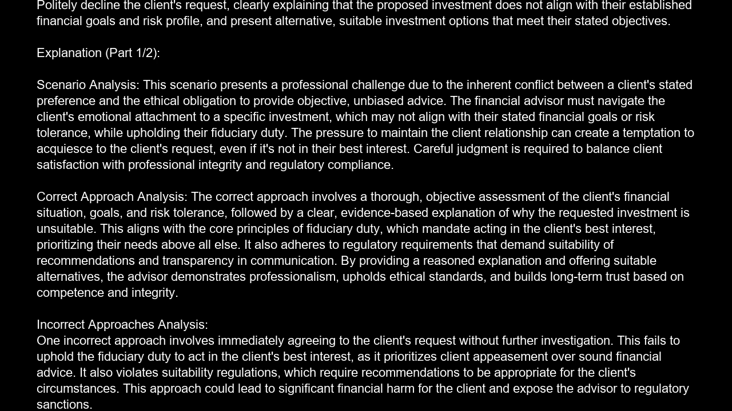Incorrect approaches analysis. One incorrect approach involves immediately agreeing to the client's request without further investigation. This fails to uphold the fiduciary duty to act in the client's best interest, as it prioritizes client appeasement over sound financial advice. It also violates suitability regulations, which require recommendations to be appropriate for the client's circumstances. This approach could lead to significant financial harm for the client and expose the advisor to regulatory sanctions. Another incorrect approach is to dismiss the client's request outright without providing any explanation or alternative.